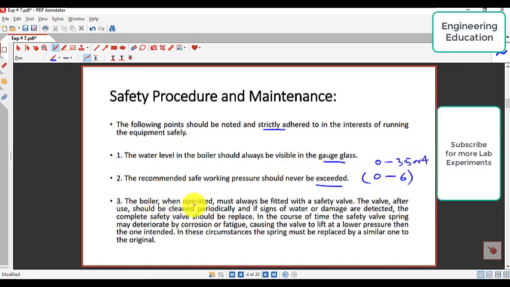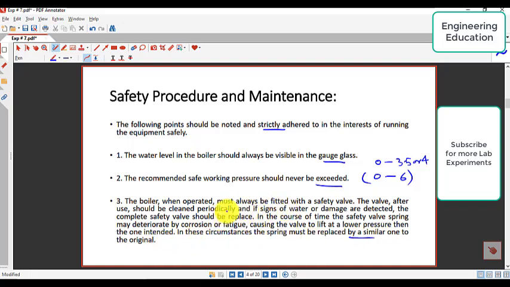The boiler, when operated, must always be fitted with a safety valve. Here is the safety valve in the boiler. The valve after use should be cleaned periodically, and if signs of water or damage are detected, the complete safety valve should be replaced. In the course of time, the safety valve spring may be deteriorated by corrosion or fatigue, causing the valve to lift at a lower pressure than the one intended. In these circumstances, the spring must be replaced by a similar one to the original.